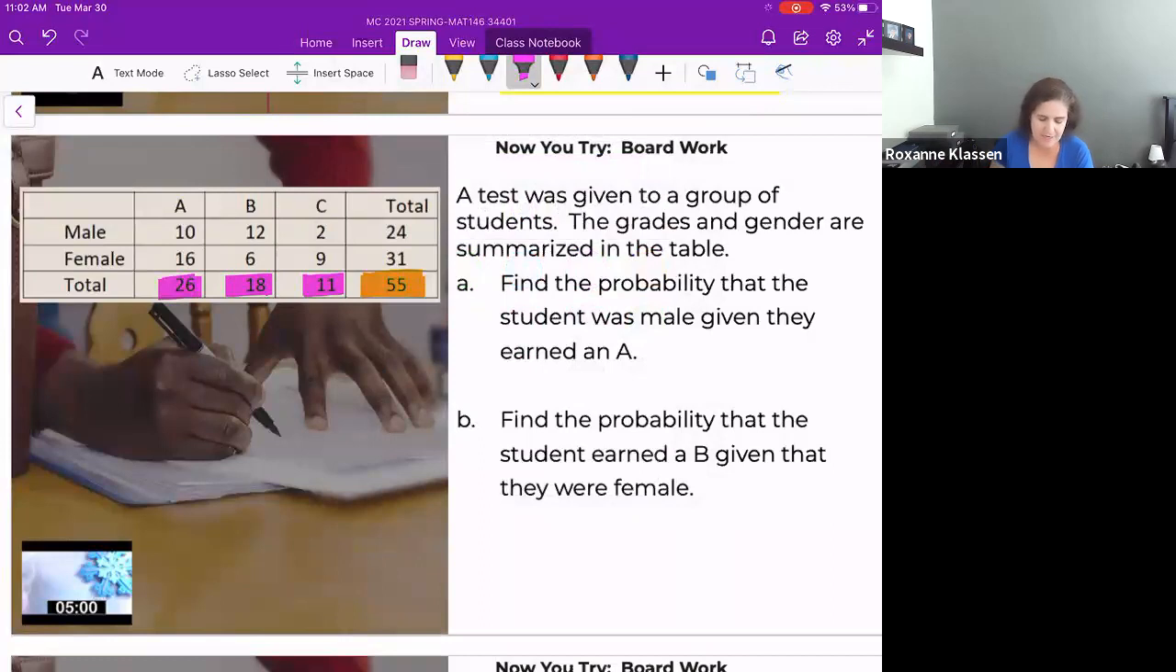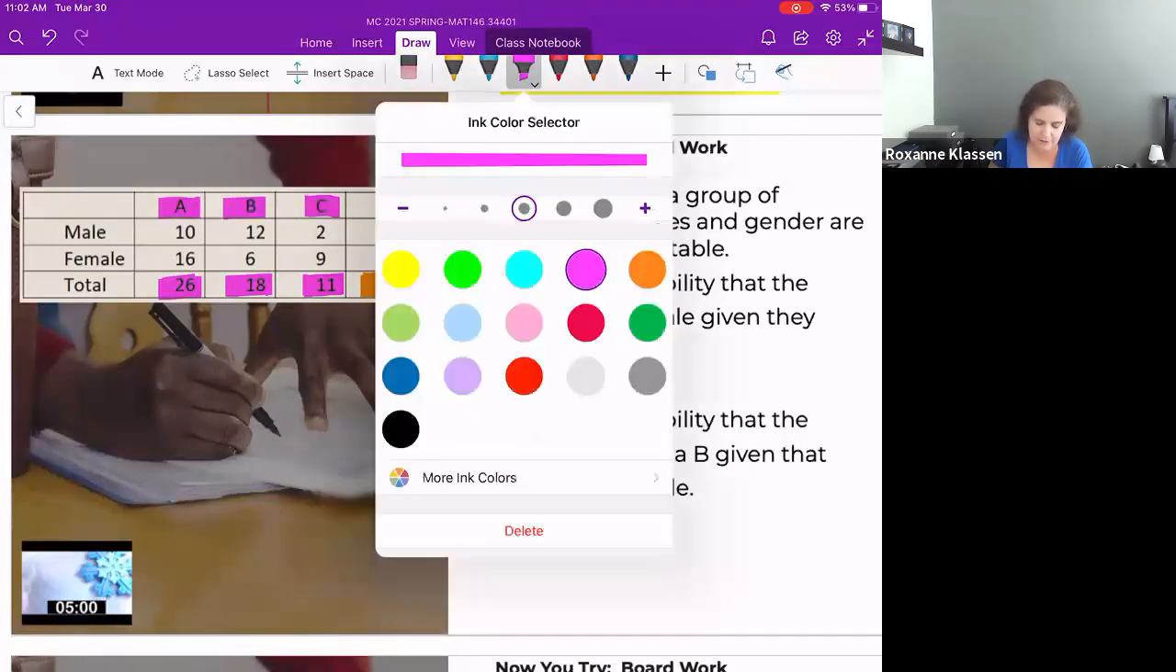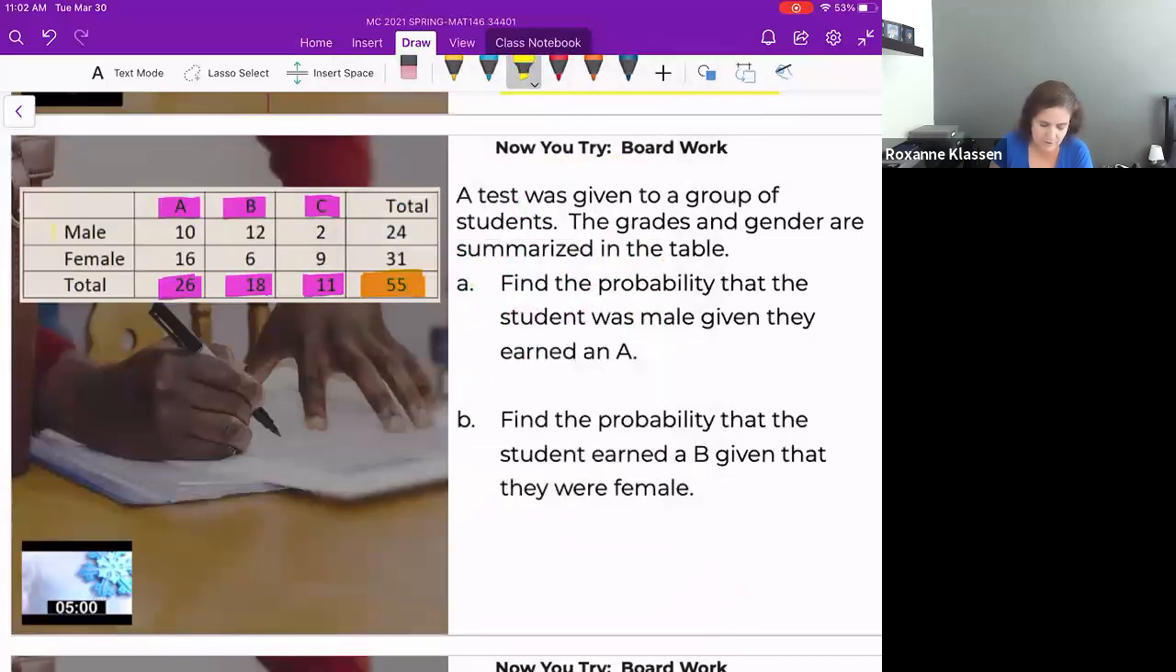Okay. Then, so those were our grades in the pink. If I look the other way with gender, male and female, 24 of the students were male and 31 were female. And 24 plus 31 adds to 55 as well. Okay. So now we just have to be able to read the table and do the problem. So first, we're finding the probability that the student is male given they earned an A.